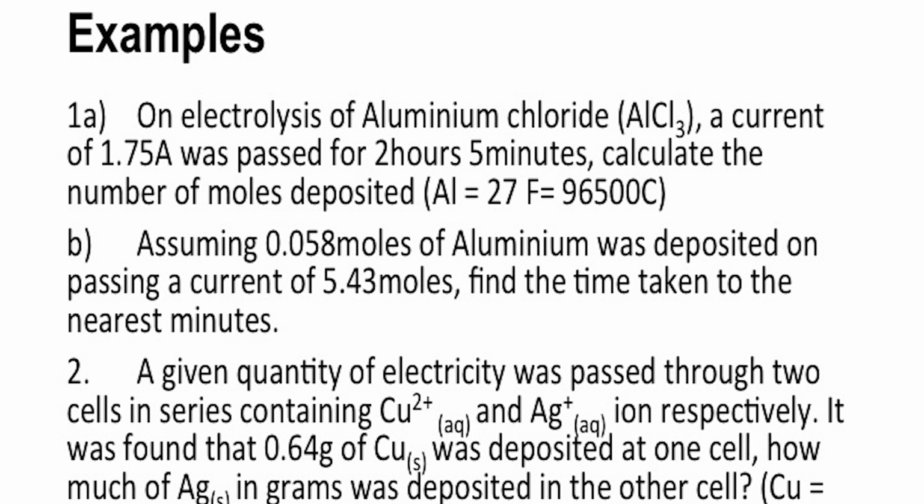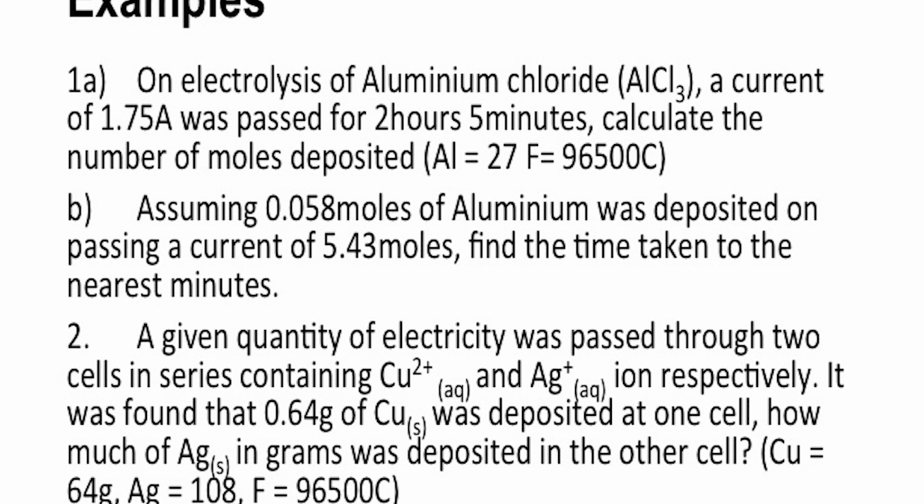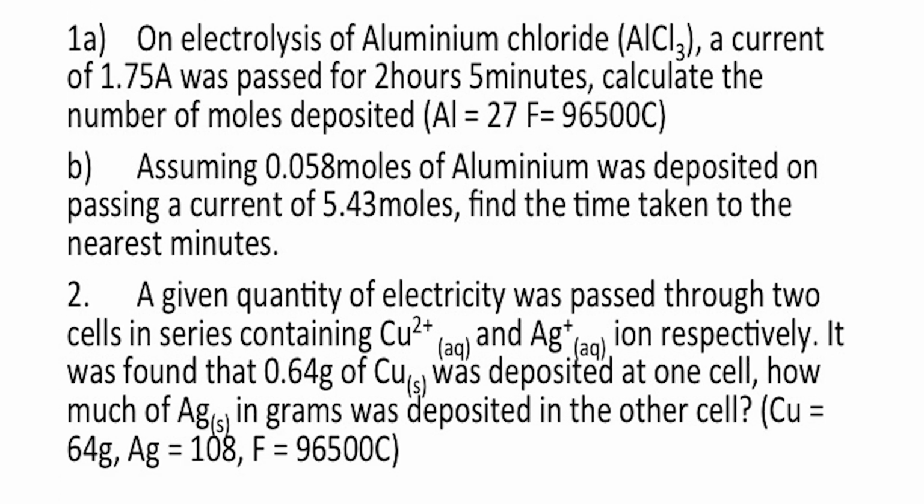Number 2. A quantity of electricity was passed through two cells in series containing copper 2+ and silver + ions respectively. It was found that 0.64 grams of copper was deposited in one cell. How much silver in grams was deposited in the other cell? Copper being 64 grams and silver 108 grams. Faraday's constant remains 96500 coulombs.